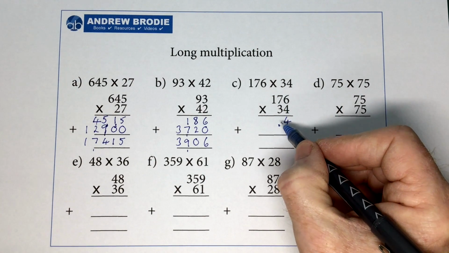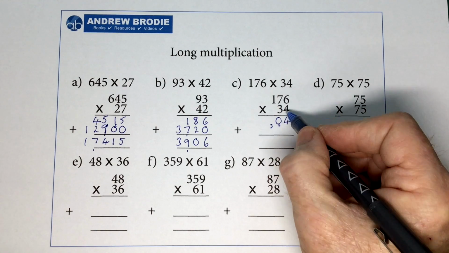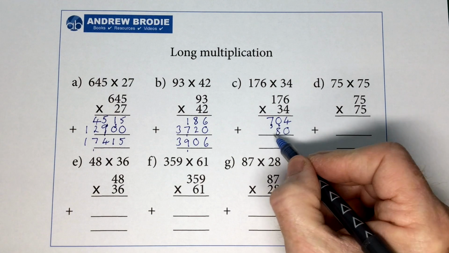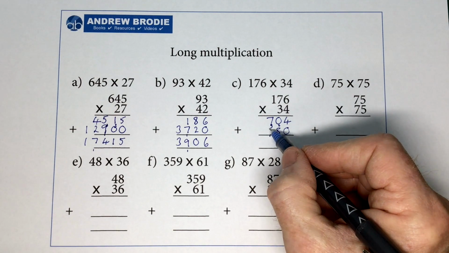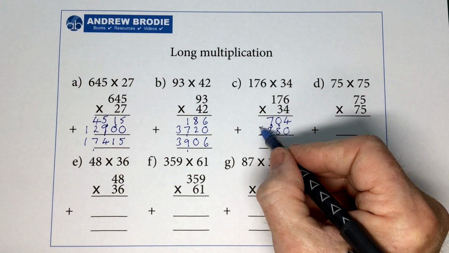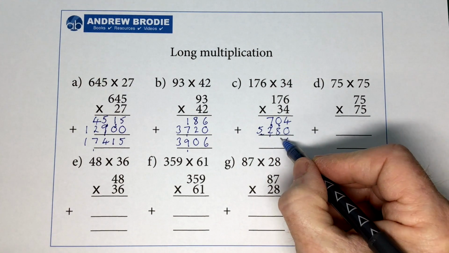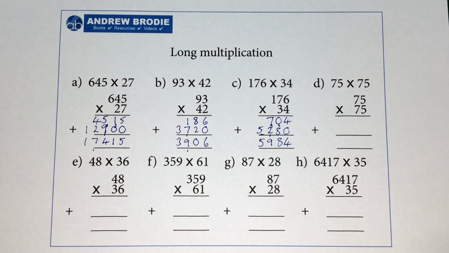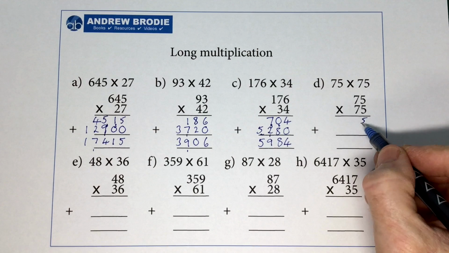6 fours are 24. 7 fours are 28, add 2 makes 30. 1 4 is 4, add 3 makes 7. Put a 0. 6 threes are 18. 7 threes are 21, add 1 makes 22. 1 3 is 3, add 2 makes 5. That's 4. That's 8. That's 9. That's 5. 5,984.